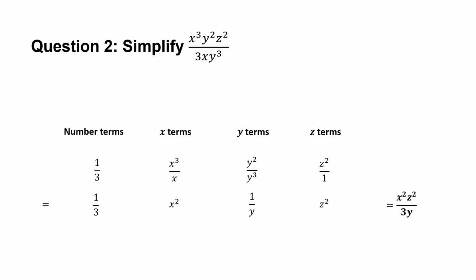So the number term stays as 1/3. The x term is going to simplify to x squared, the y term to 1 over y, and the z term to z squared. Putting this all together, our numerator is going to be x squared times z squared, and our denominator is going to be 3 times y. So we have x squared z squared over 3y.